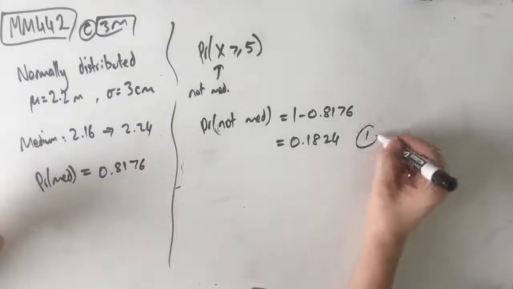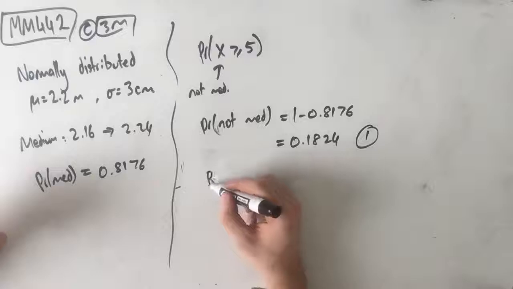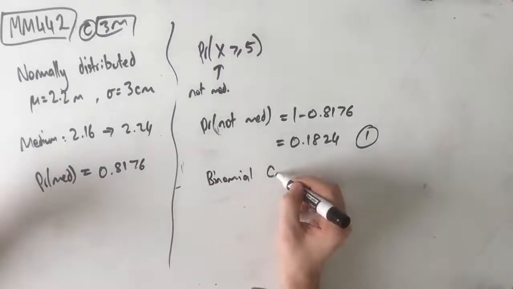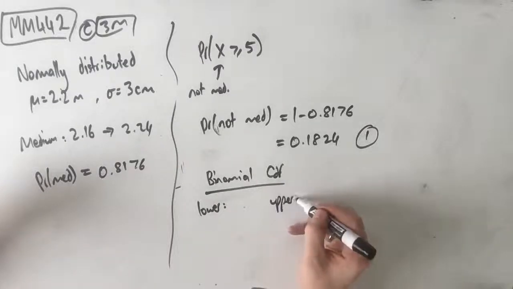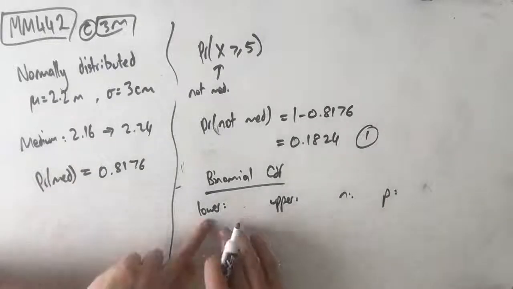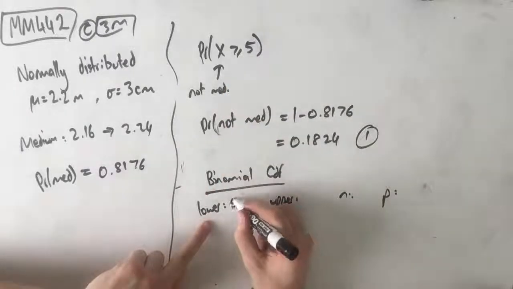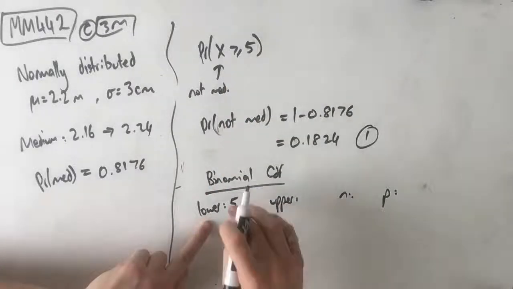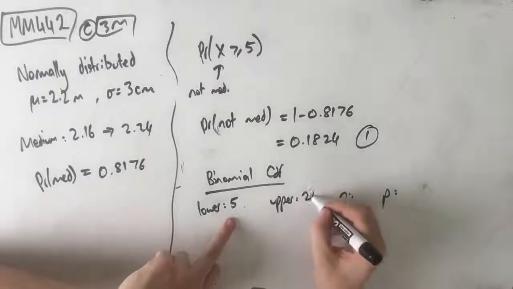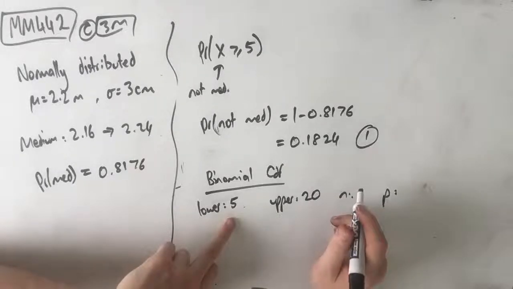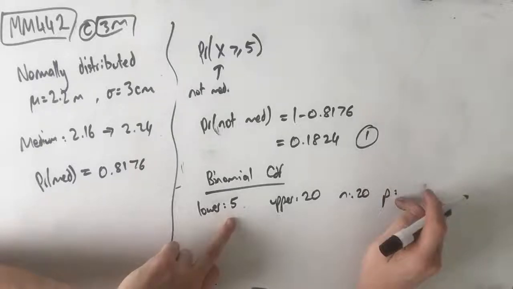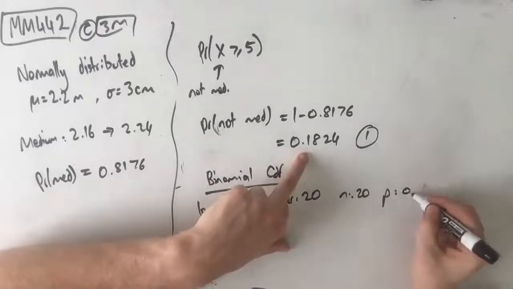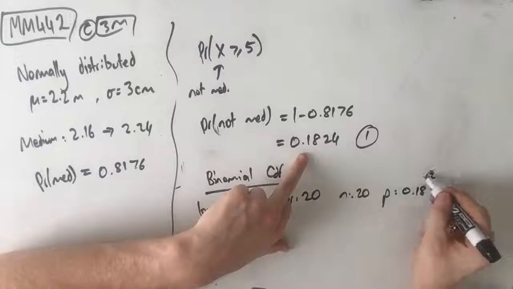Which means, and this is actually our first mark here, that we need to use our binomial CDF again. So binomial CDF, we're going to be asked for lower, upper, N, P. So our lower is 5, because we're doing at least 5, so it includes 5. Upper is 20 because we've taken a stack of 20 mixed poles. Our N is 20 as well. And our p-value is the probability that any one is not medium, which is 0.1824. This is our second mark.